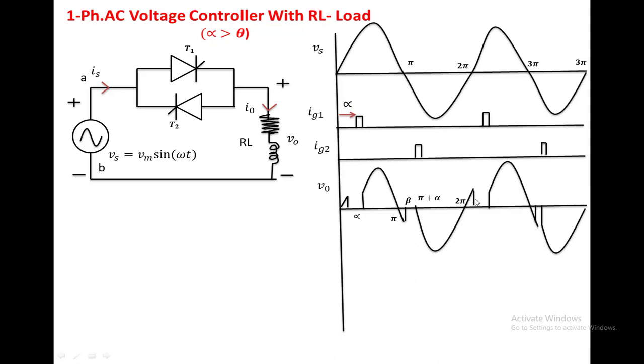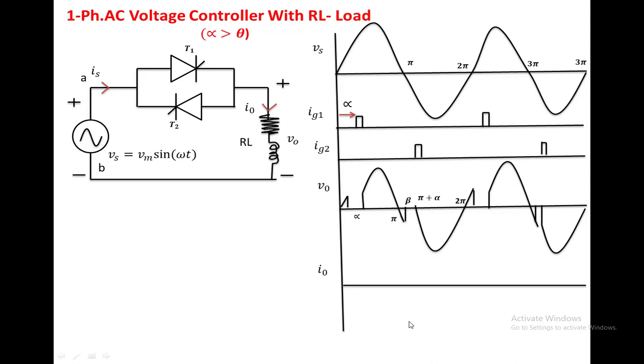Because of this notch only, the output voltage waveform will differ from the input voltage waveform, which gives the regulated AC voltage. This is possible only if you maintain the firing angle greater than the load angle with the RL load.